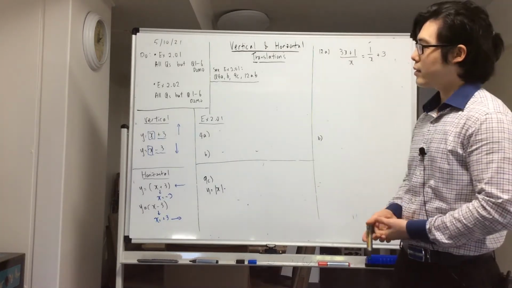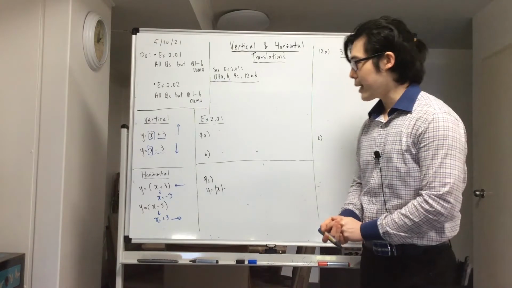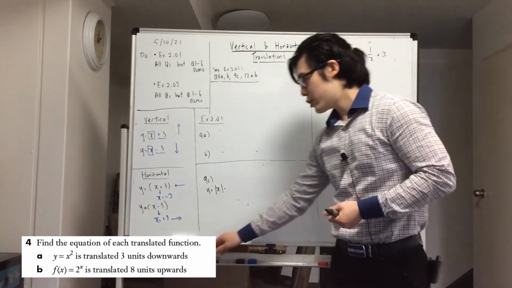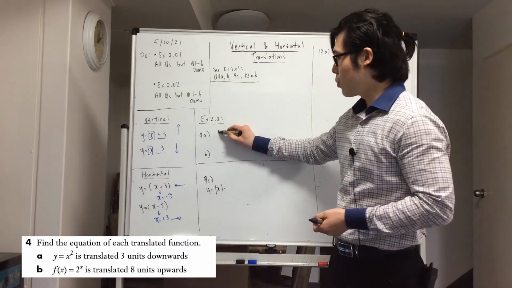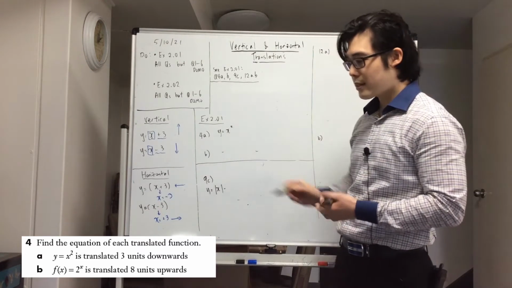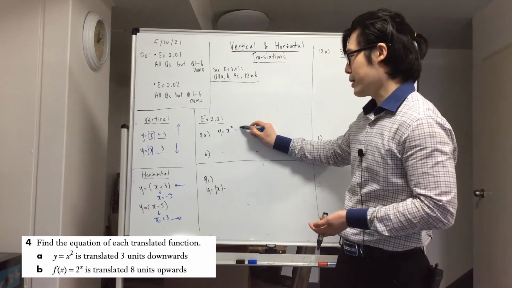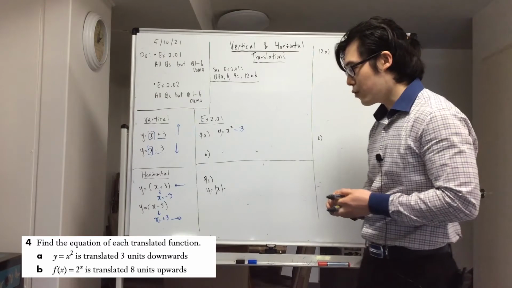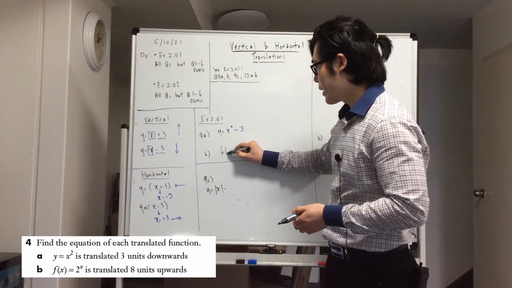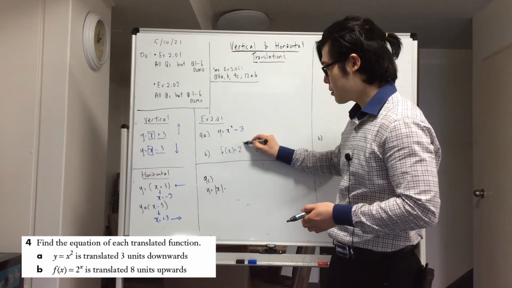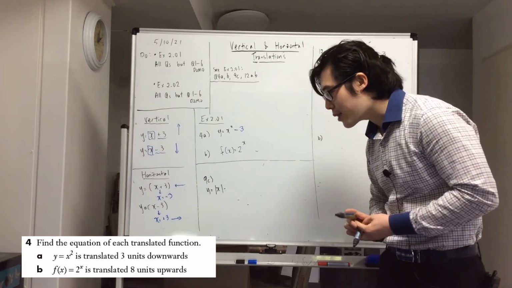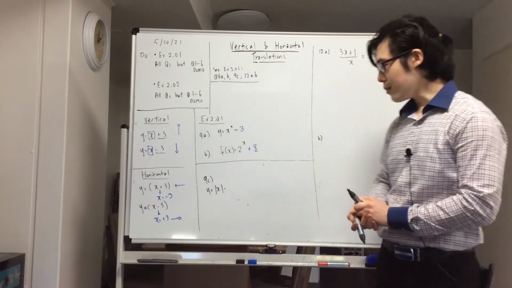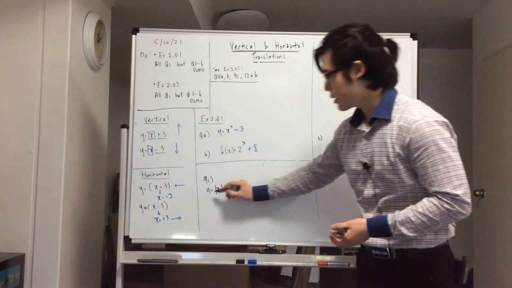Okay, so let's have a look at the actual questions. Exercise 2.1, question 4a. Find the equation of each translated function. You've got y equals x squared, and if it's translated 3 units downwards, you're just writing -3 next to it. That's it. Similarly, for question 4b, you've got f of x equals 2 to the power of x, and if it's translated 8 units upwards, that just means you're writing +8 next to it. Okay, pretty simple stuff. Now let's actually sketch some of these graphs.